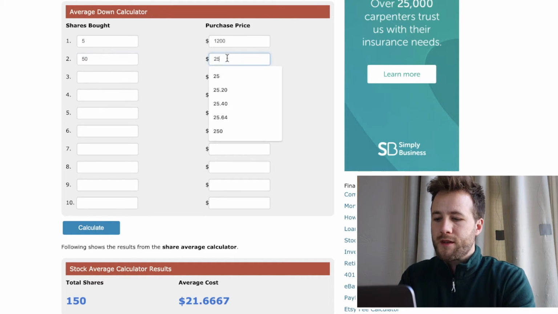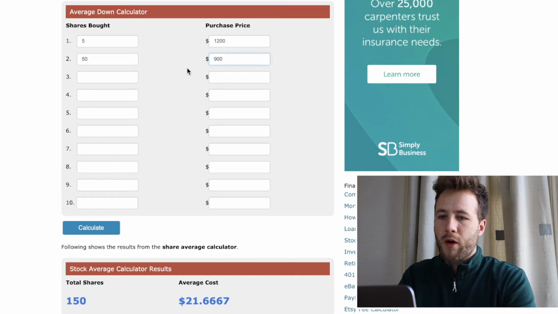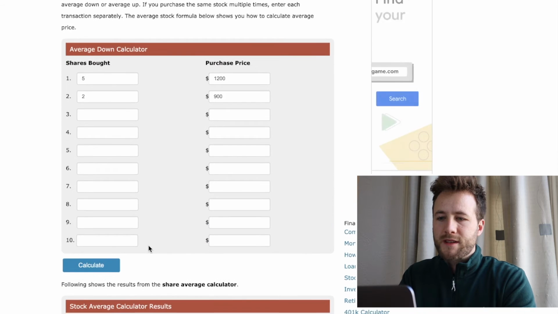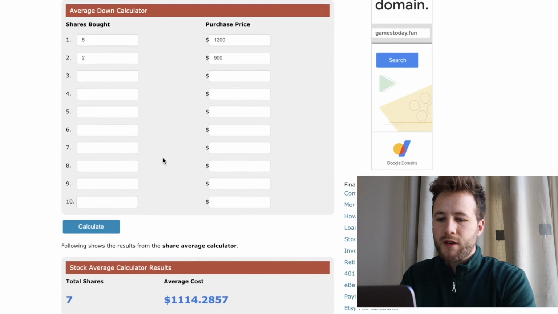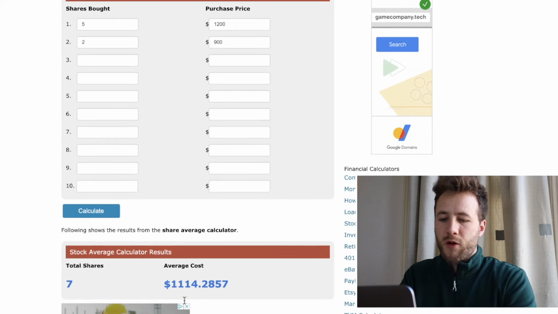So what we can do is in the purchase price, $900 per share, and we're going to buy another 2 shares. And then we hit calculate, and it brings that average price down from 1,200 to 1,114, so $1,114. So that would be your new average price for Tesla.